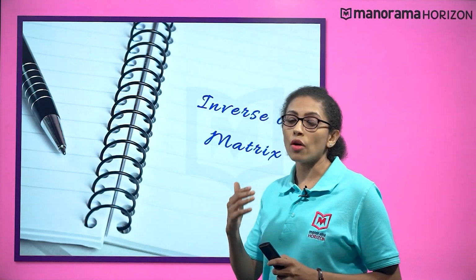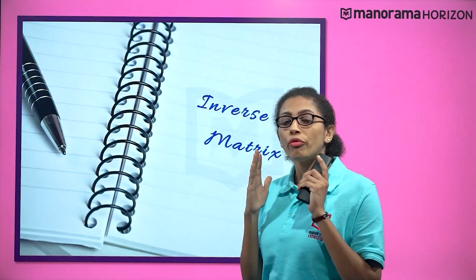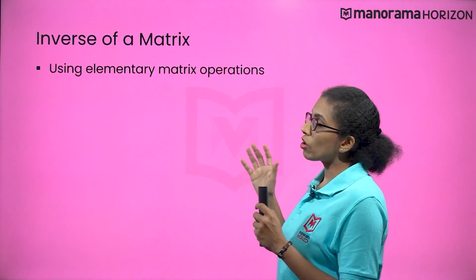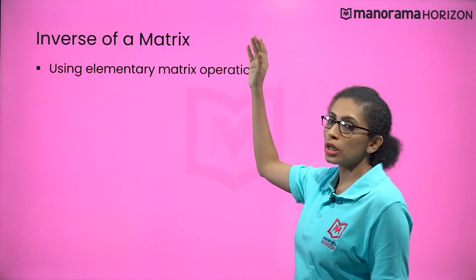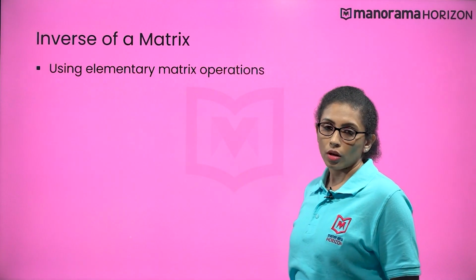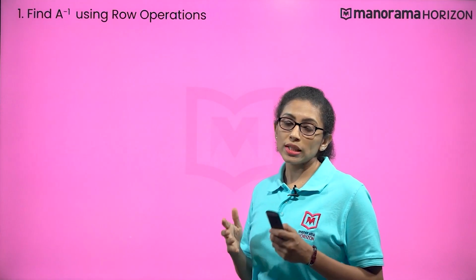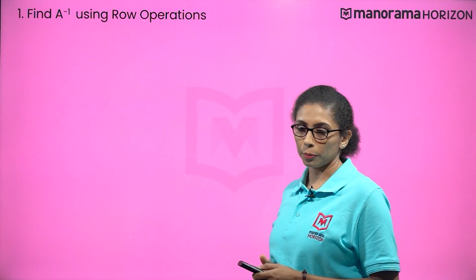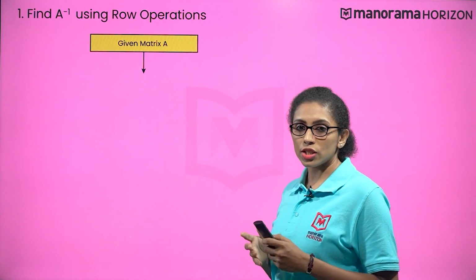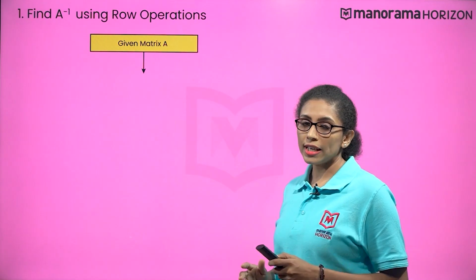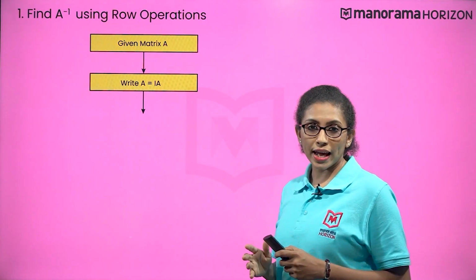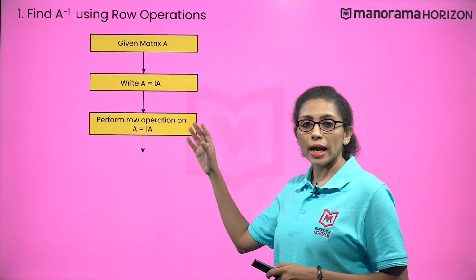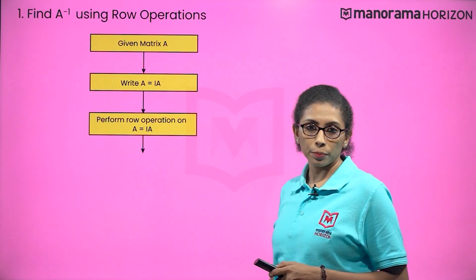Now, we will extend our discussion on how to find the inverse of a matrix. We can find the inverse of a matrix using the elementary matrix operations. To find A inverse using elementary row operations, here are the steps. Let's see one by one. Given matrix A such that A inverse exists, write A equal to IA and apply a sequence of row operations on A equal to I into A.